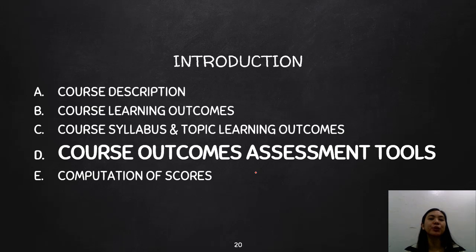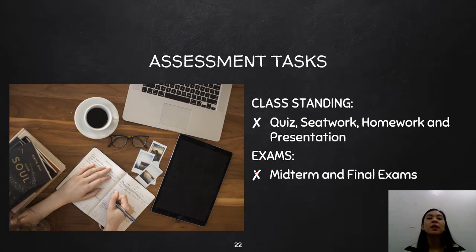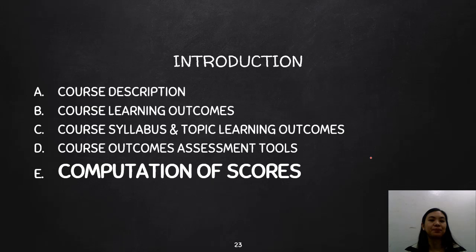And the fourth one, your course outcomes assessment tools. So, how do we assess your works? Dito lang yun. So of course, it will comprise of your class standing and your exam. So when we say class standing, this is the part where you have your sit works, quizzes, homeworks, and presentations. And of course, the exams will consist of 2 parts. You have your midterm and your final exams.